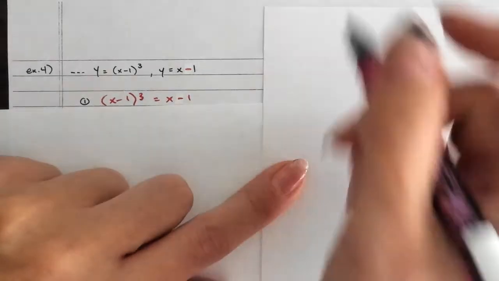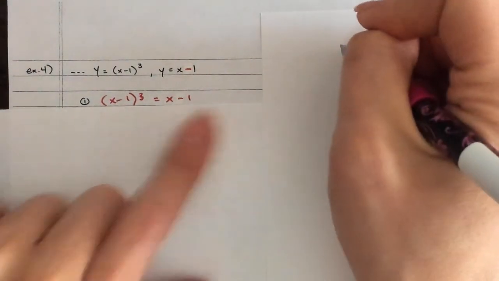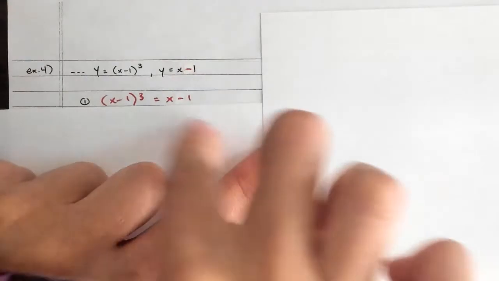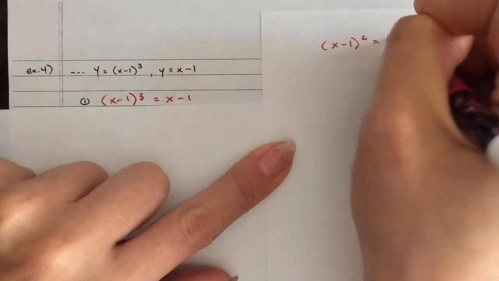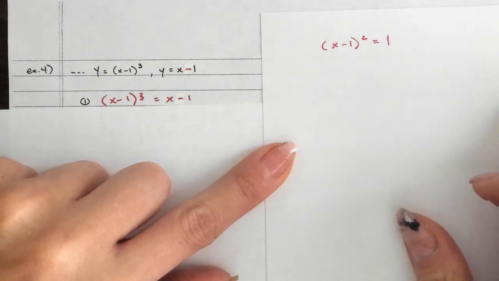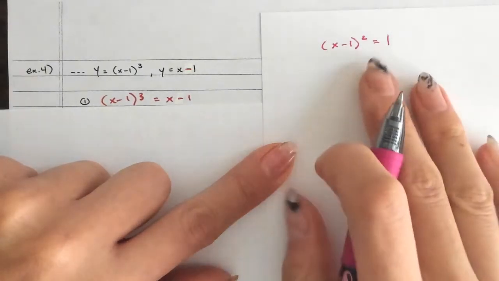And let me tell you what people like to do. Are you ready? So this is what people like to do in their first step. They're like, you know what? I can divide by x minus 1, and I get x minus 1 squared equals 1. Oh, look, I'm so clever. I get this. And I'm like, okay, good job, good job.